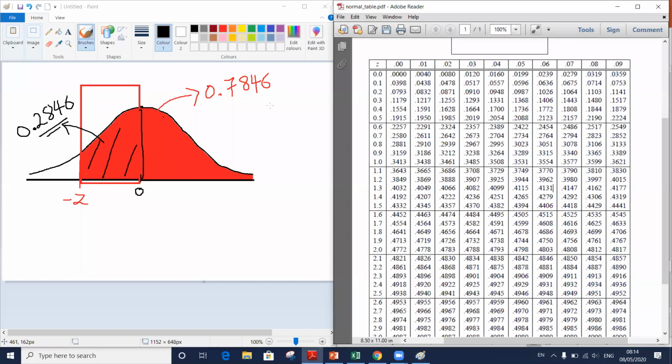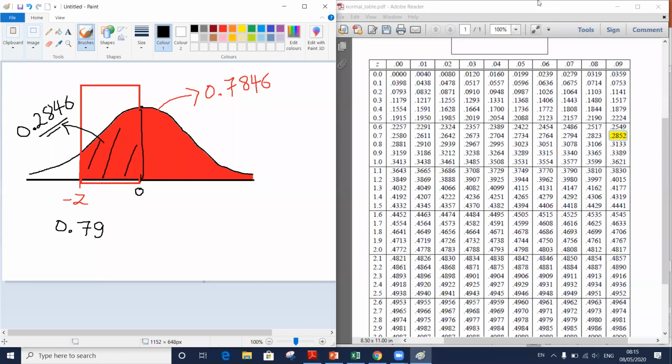So where is 0.2846? 0.2846, right? There is no exact 2846, there is 2852. Then we need to go for a closer value, right? 0.2852 is there when Z equals what? When Z equals 0.79, right?